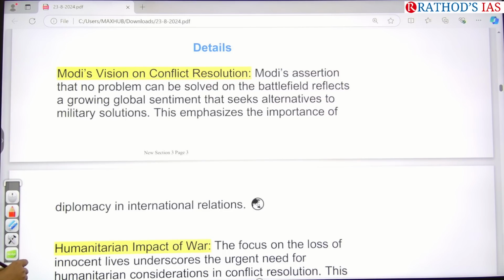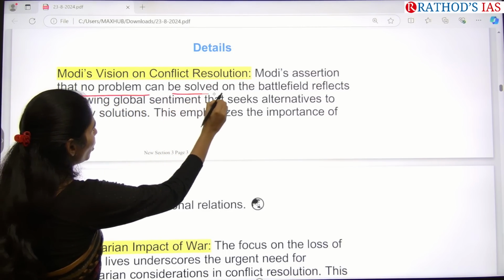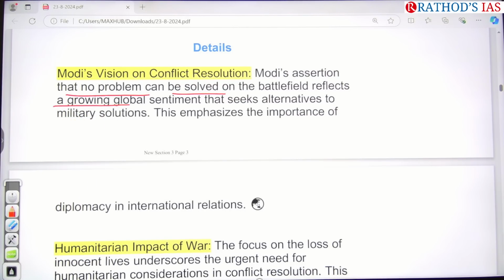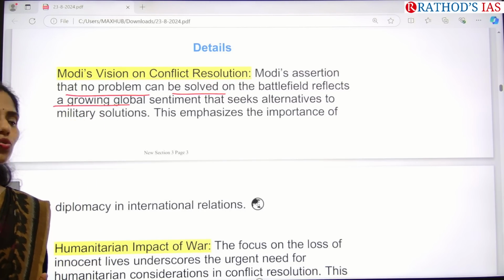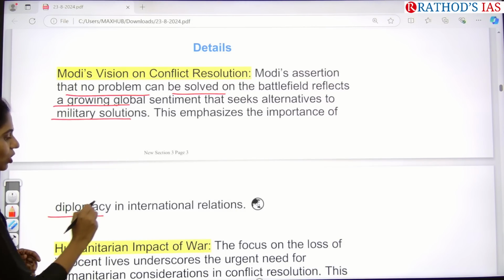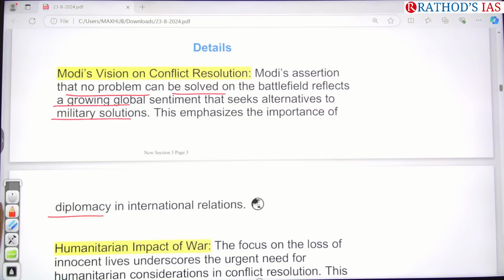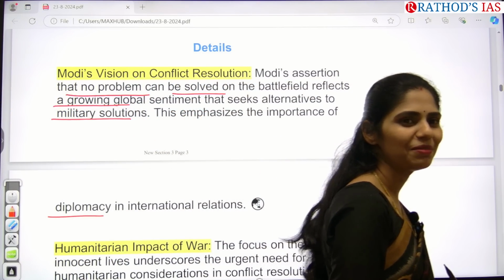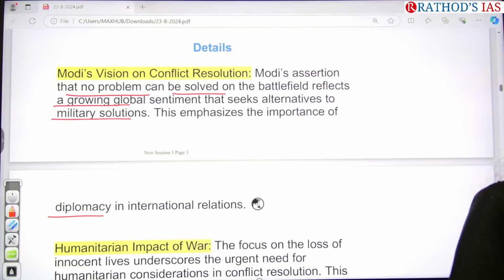Modi's assertion that no problem can be solved in the battlefield reflects the growing global sentiment, and we are always seeking alternatives to warfare. Rather than military solutions, we are focusing on diplomacy in international relations so that we can resolve the issue. But one question is persisting in me. I am insisting not to tell that, but I am telling you.